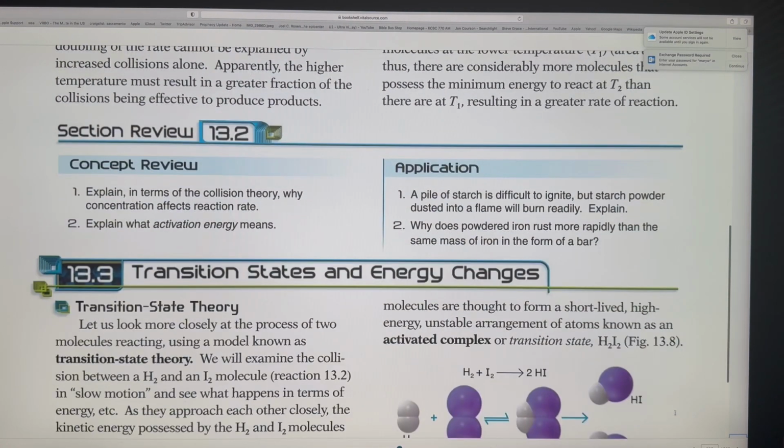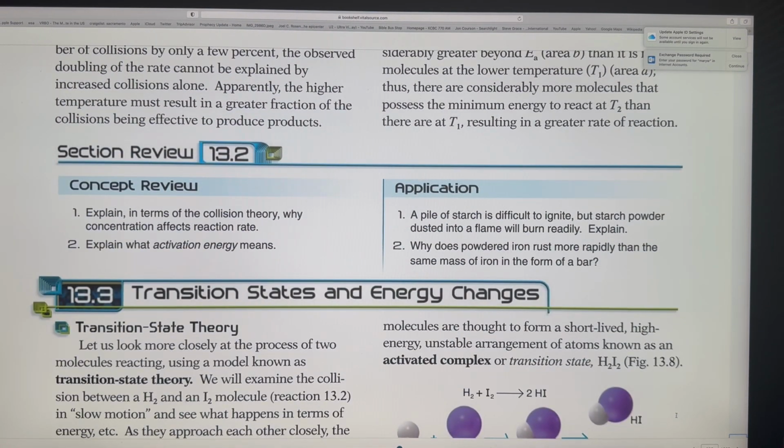Okay, that's about it. Let's go answer the questions here. Explain in terms of the collision theory why concentration affects reaction rate. So basically, in the collision theory, the atoms are colliding more often because there's more of them. With a higher concentration, there's more atoms, so they're going to react with each other more. They're going to bump into each other more.